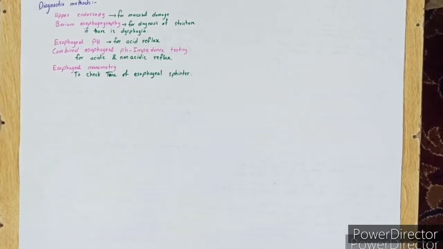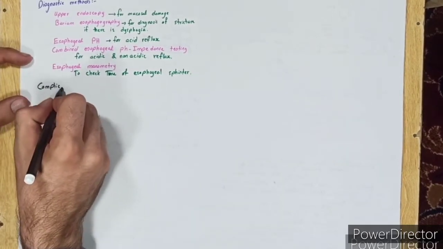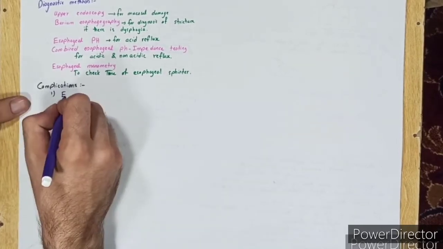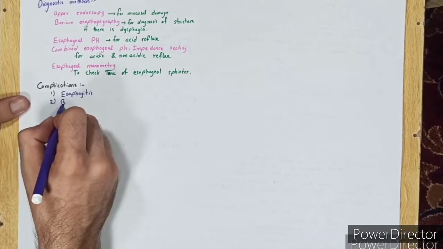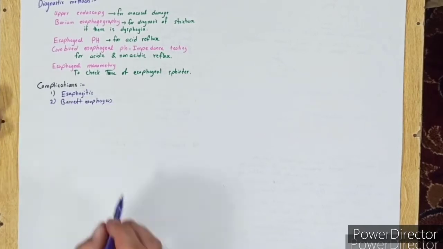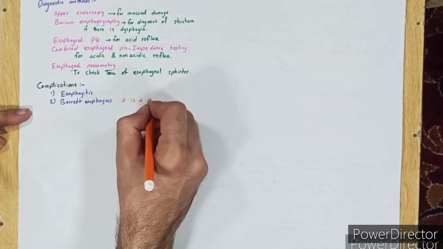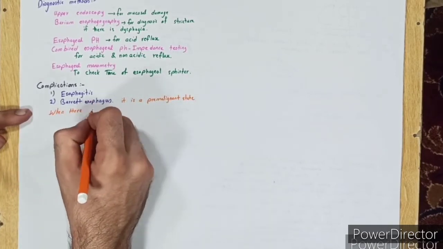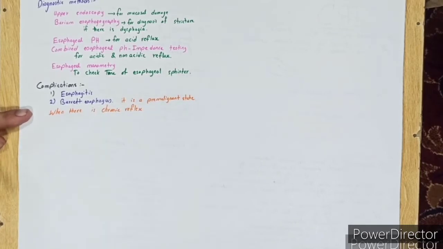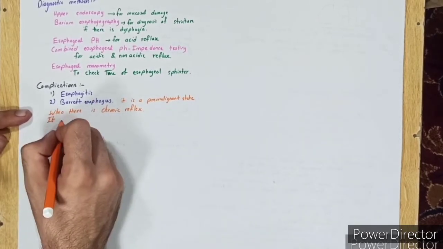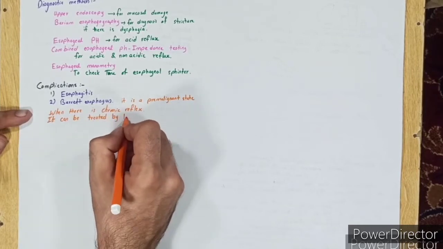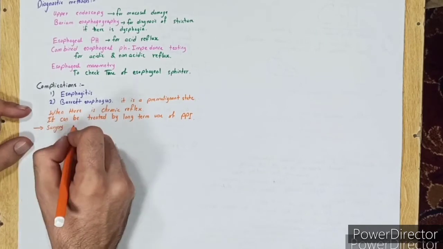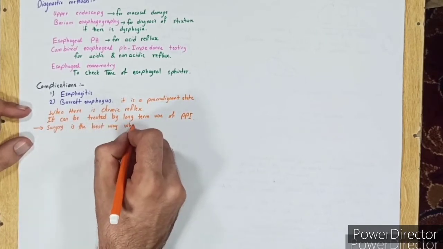Now we come to the complications of Gerd. The first one is esophagitis. The second one is Barrett esophagus. It is a pre-malignant state when there is chronic reflux. It can be treated by long-term use of PPI. Surgery is the best way in this case, and it is called fundoplication.